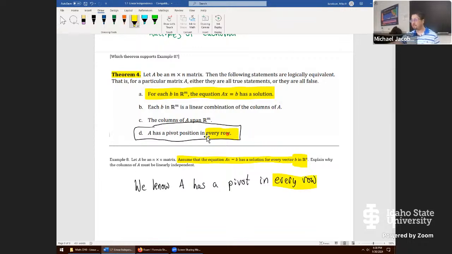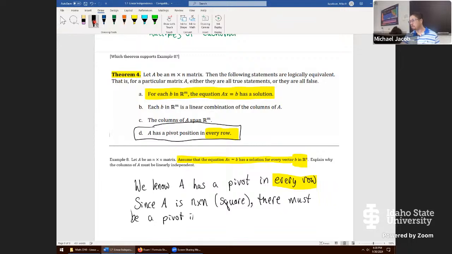But then we can pause and say, there were n rows, and there's also n columns. It's a square matrix. The moment you said there's a pivot in every row, there's also a pivot in every column. Since A is square, let's say it this way, since A is n by n square, there must be a pivot in every column.